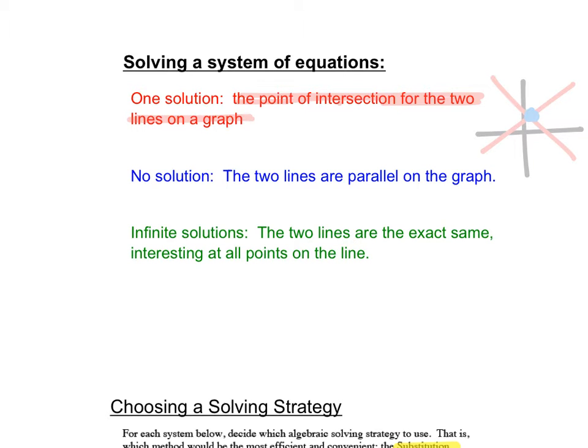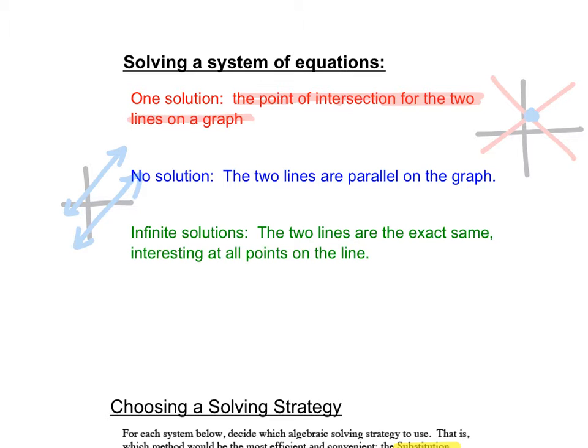If there is no solution as you're solving, meaning as you solve, you get numbers that don't make sense, the x's cancel out and the y's cancel out, but you're just left with a number, 6 equals 0 or something like that, that means that there is no solution when you're solving. These two lines are parallel. They are never going to intersect.